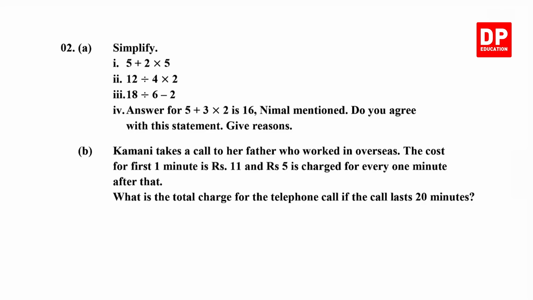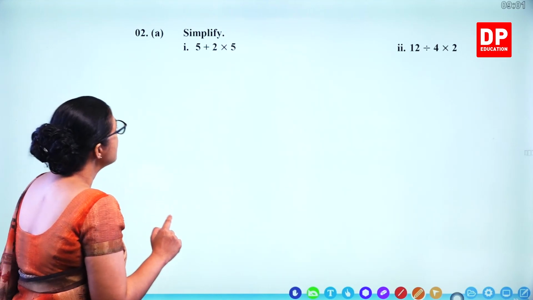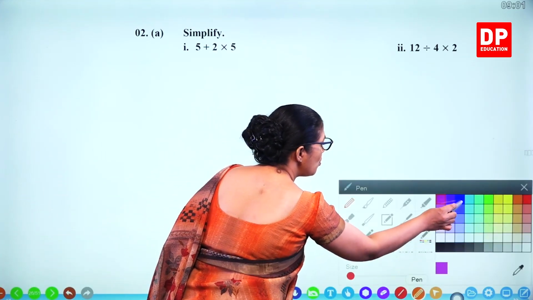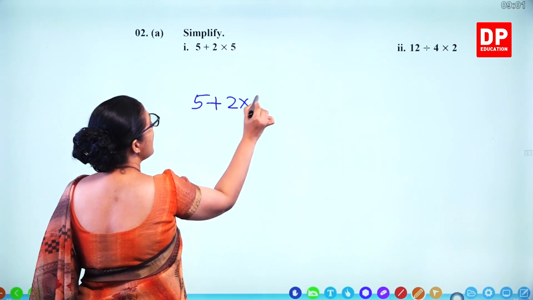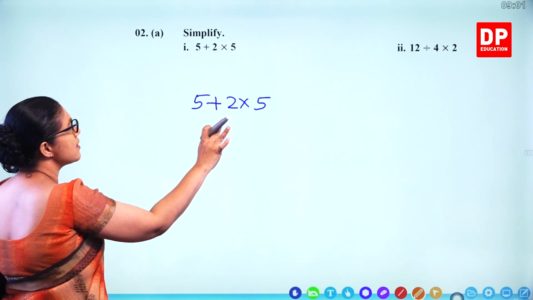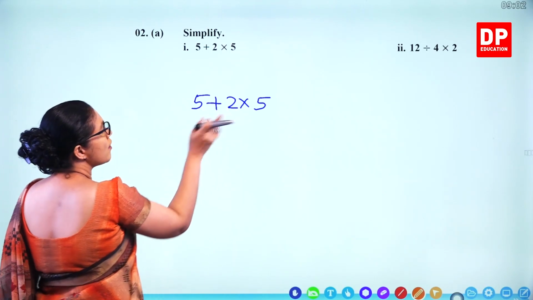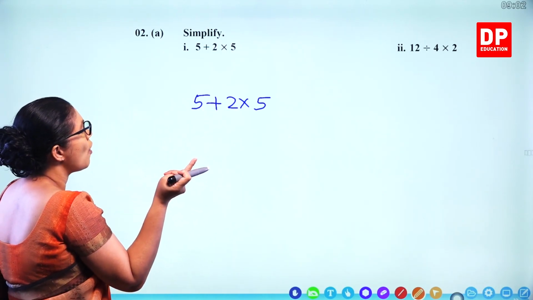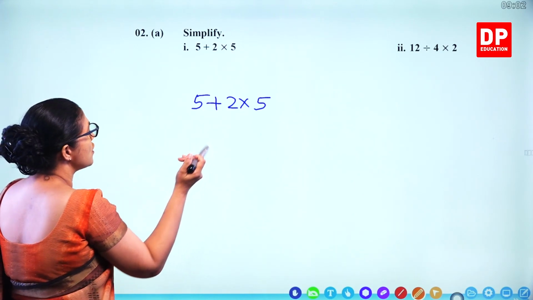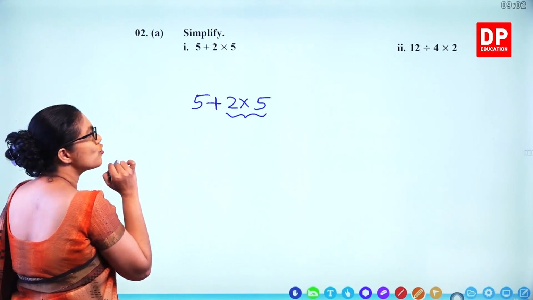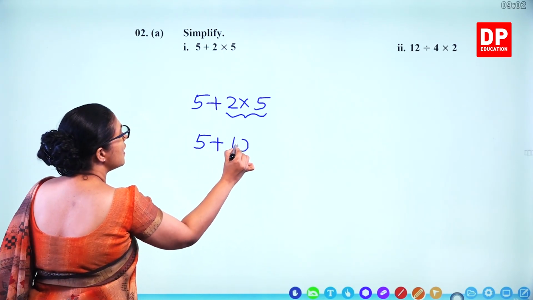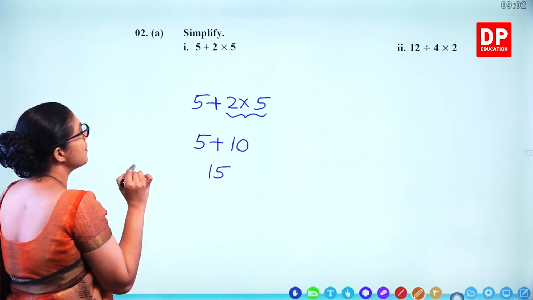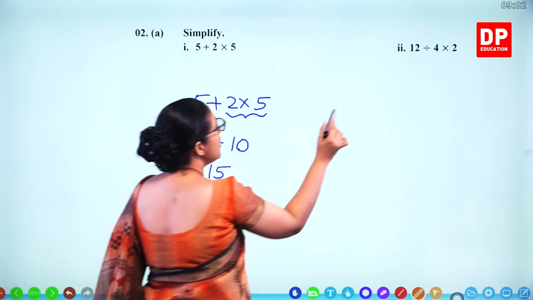Question number 2, you have to simplify. What's the rule we have to use? BODMAS. 5 plus 2 into 5. From left to right, you have to check which one first. Brackets, order, multiplication and division. Multiplication is there, so you do multiplication first. 5 plus 2 times 5, 10. So you get 15.